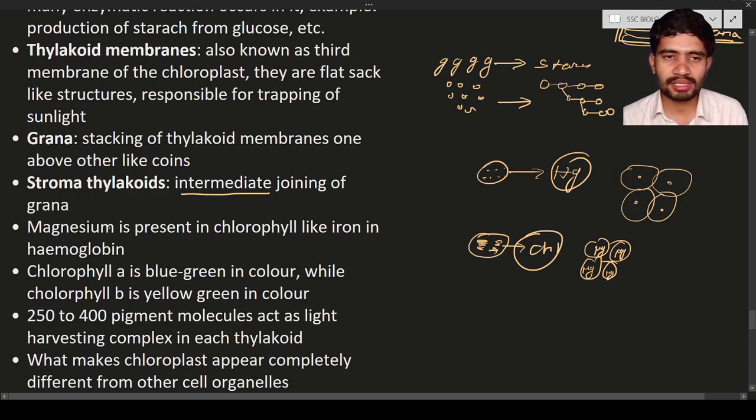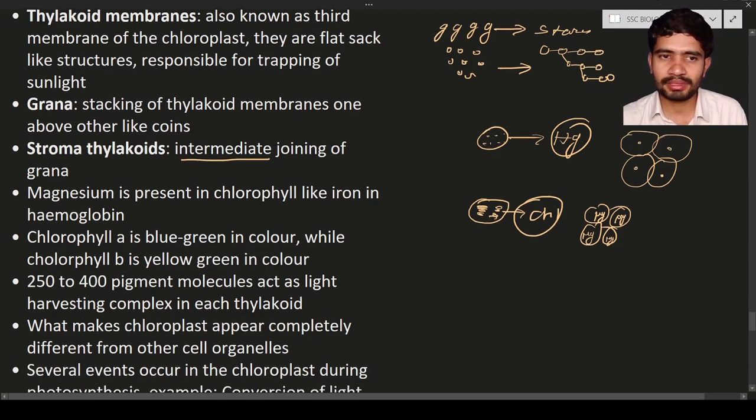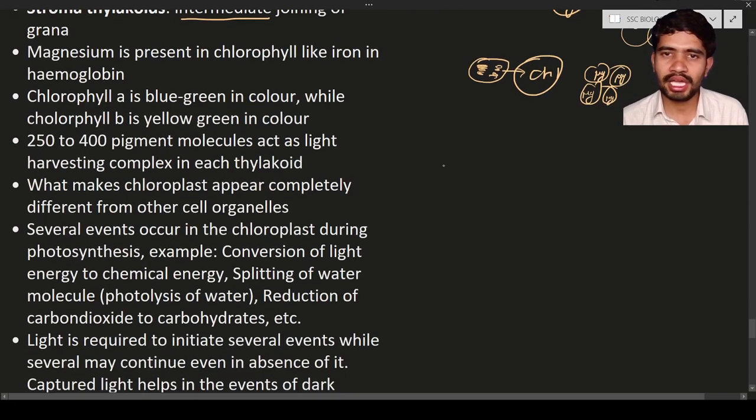Remember, magnesium is present in the chlorophyll and iron is present in the hemoglobin. There are two types of chlorophyll, that is chlorophyll A and chlorophyll B.